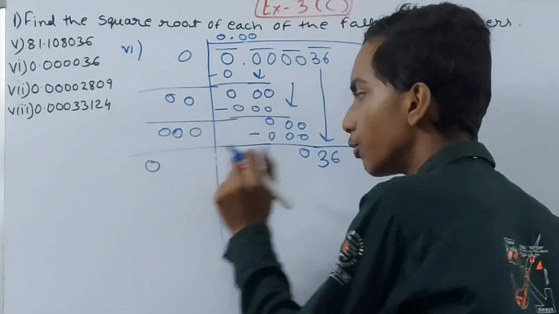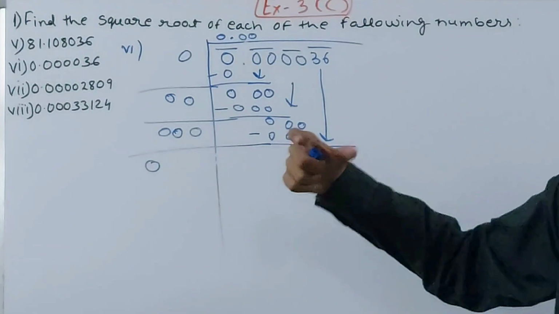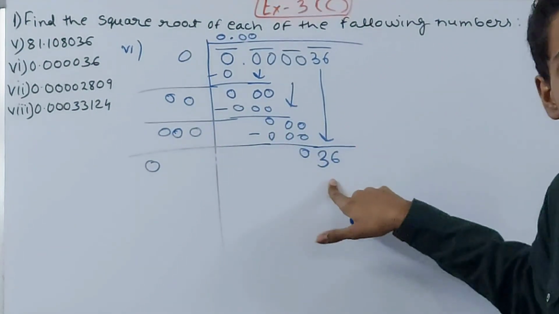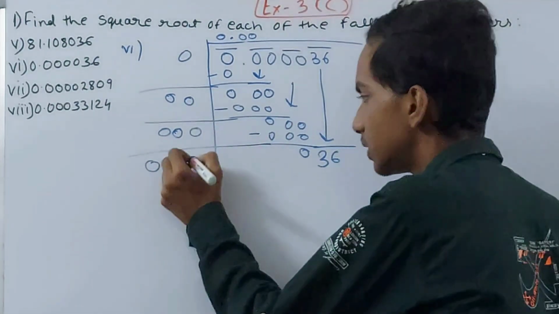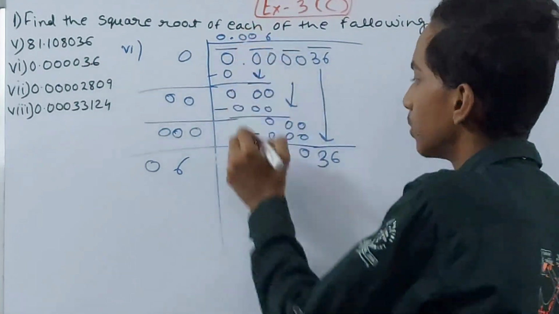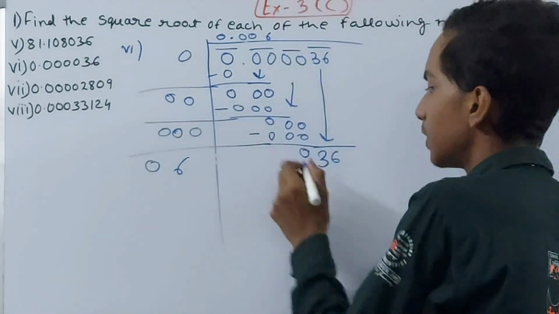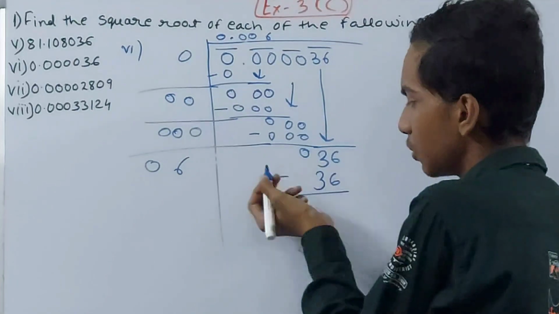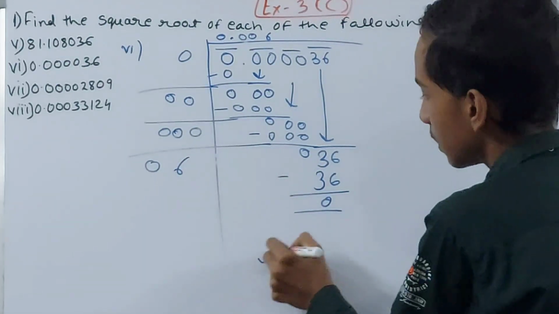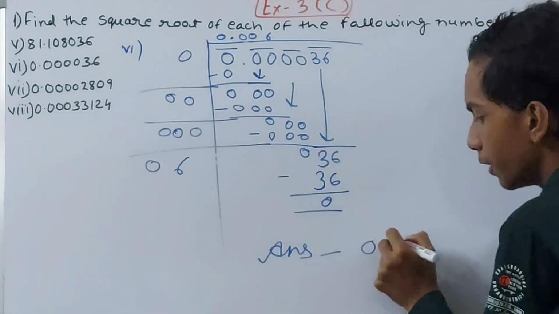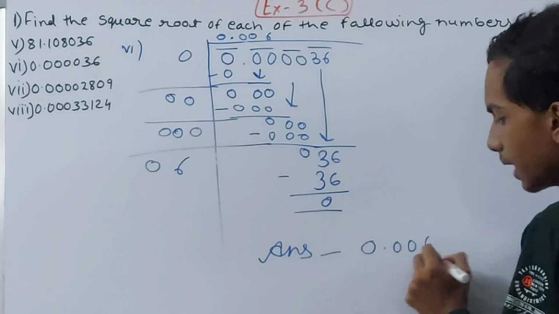Any digit we have to write here, so think of any digit. 36 is the square of 6, so write down 6. 6 here also. So minus 6 into 6, 36. This 0 has no value, so 0. The answer becomes 0.006, right? That is your answer.